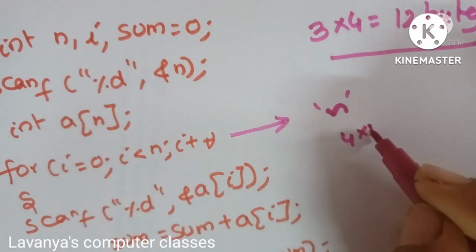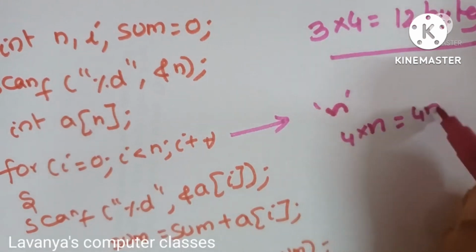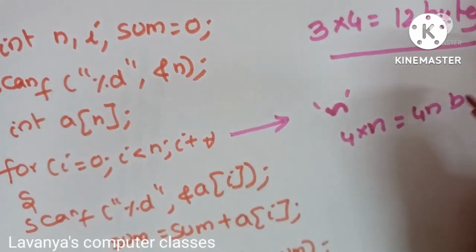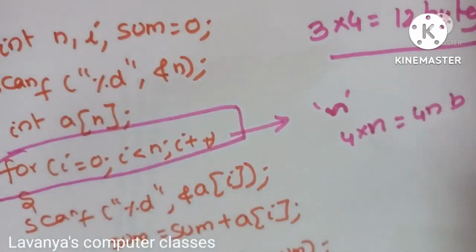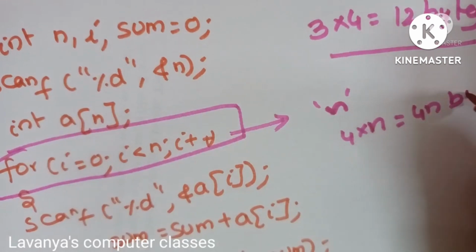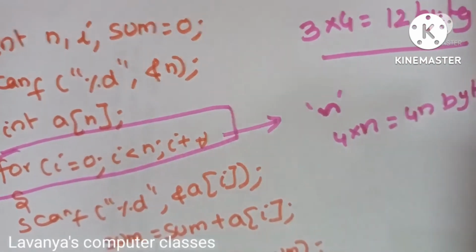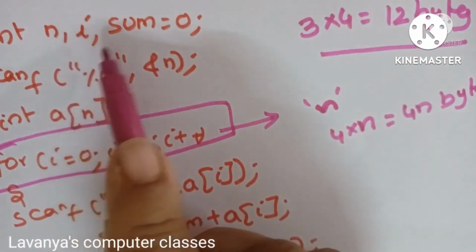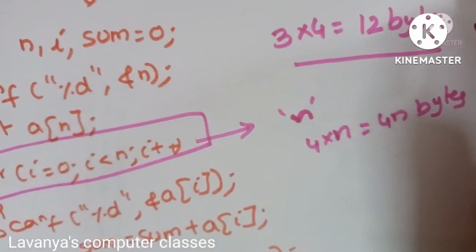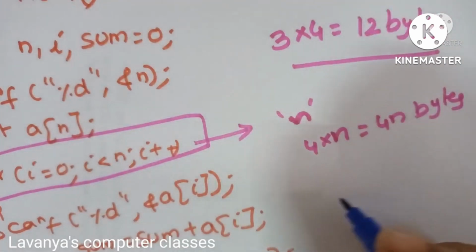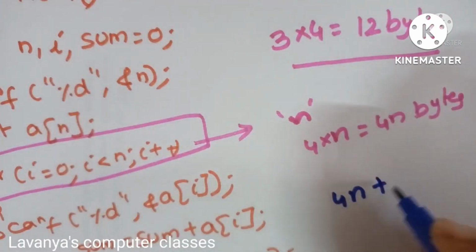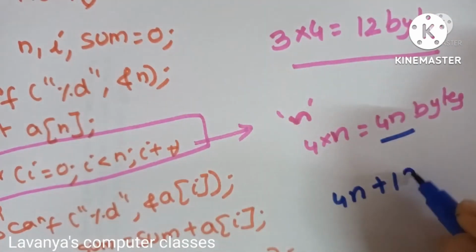All n elements, each occupying 4 bytes of memory, means 4 into n, that is 4n bytes of memory required for storing these loop elements. For storing these normal or ordinary variables we need 12 bytes. So how much total space is required? 4n plus 12 bytes of memory we require.